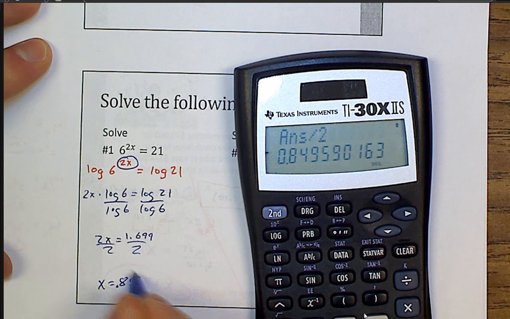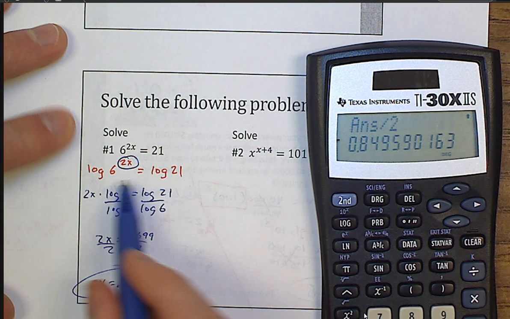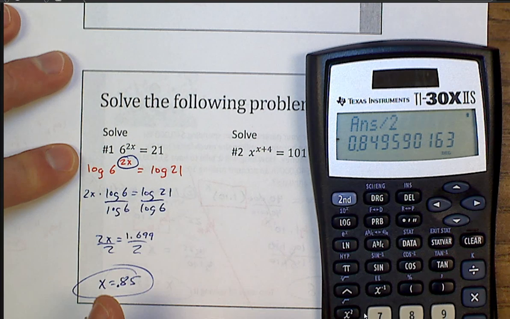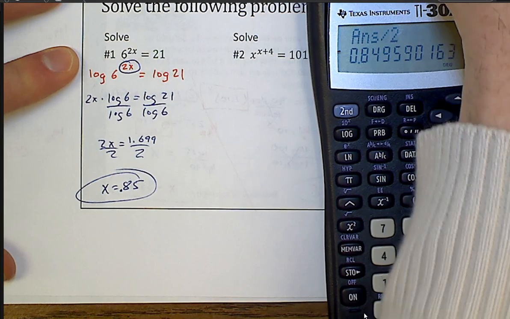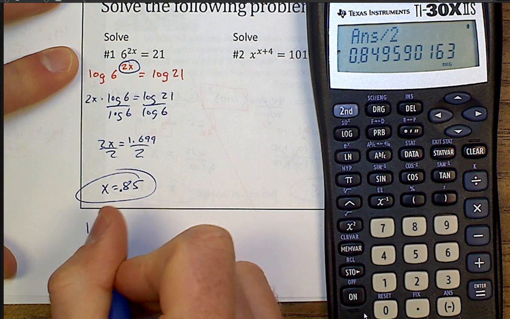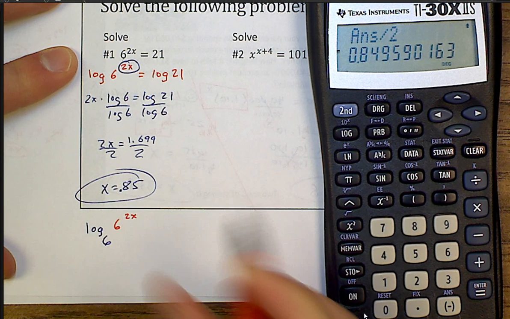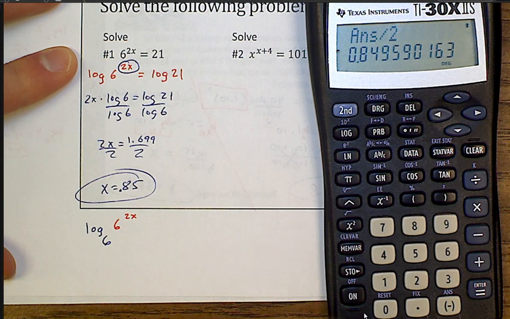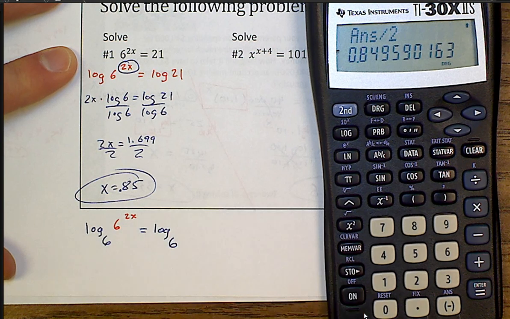And there's our answer, okay? The second way you could have done this, if I go back to the beginning problem here, I'll move this up just a touch. I could have gone log base 6 of the original problem, here's the original, equals, and I would log base 6 that side. Remember, whatever you do to one side, you have to do to the other.